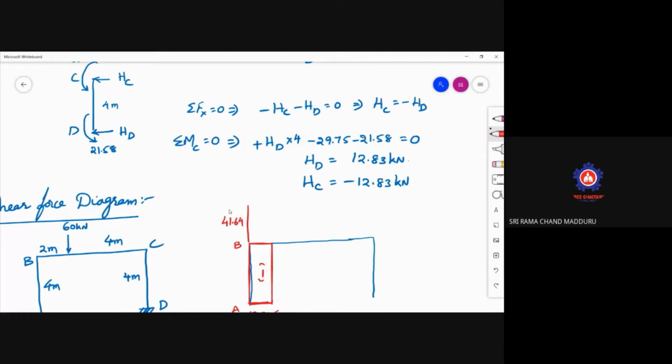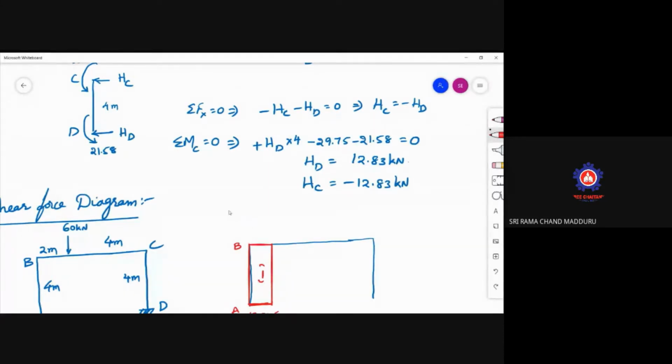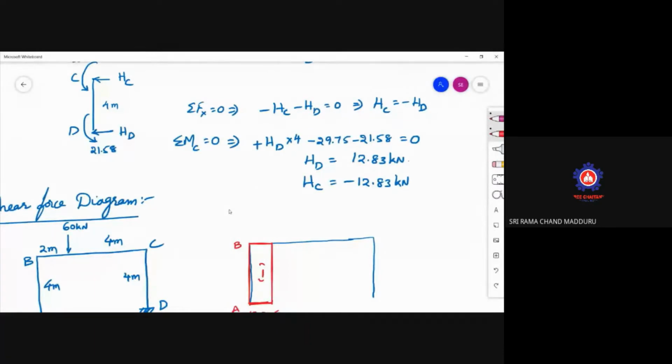So 41.64, I can change the color for better understanding here. This is 41.64, and you know that there is no load here. This is constant, a line, and it is constant until 2 meters. At 2 meters, a load of 60 kilonewtons is acting, which is minus 60, so it will go down.